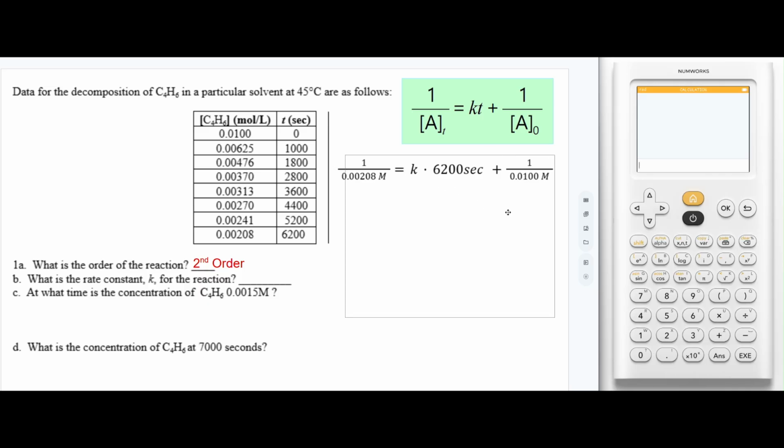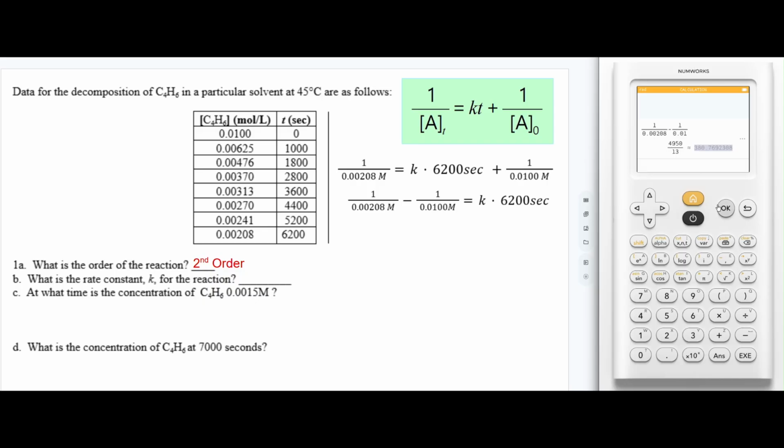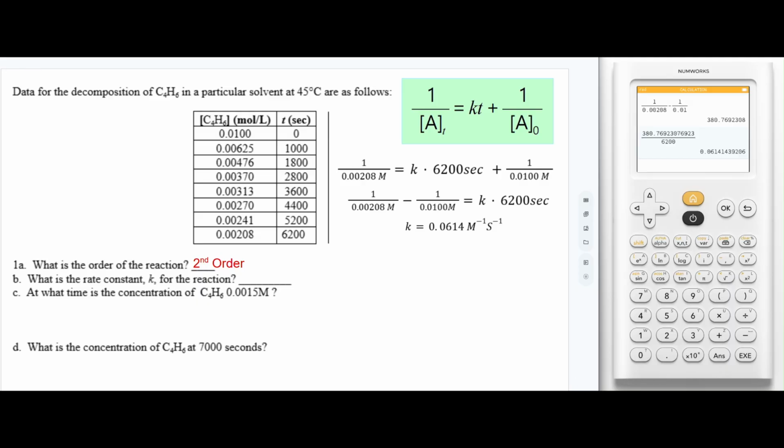Okay, so now we're just going to solve for K. I'm going to move the molarity to the other side. So 1 divided by 0.00208 minus 1 over 0.0100. Now I'm just going to divide this value by 6,200, where I'll get a final K value of 0.0614.